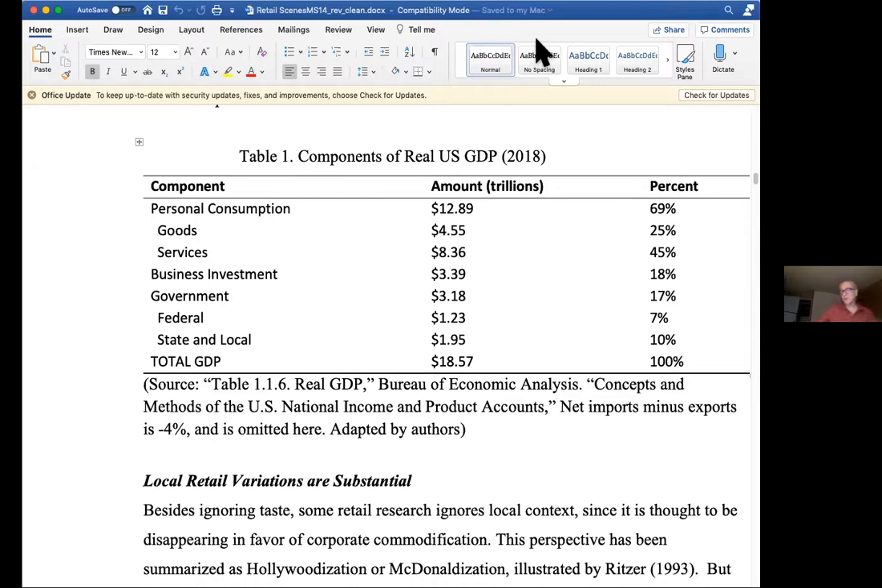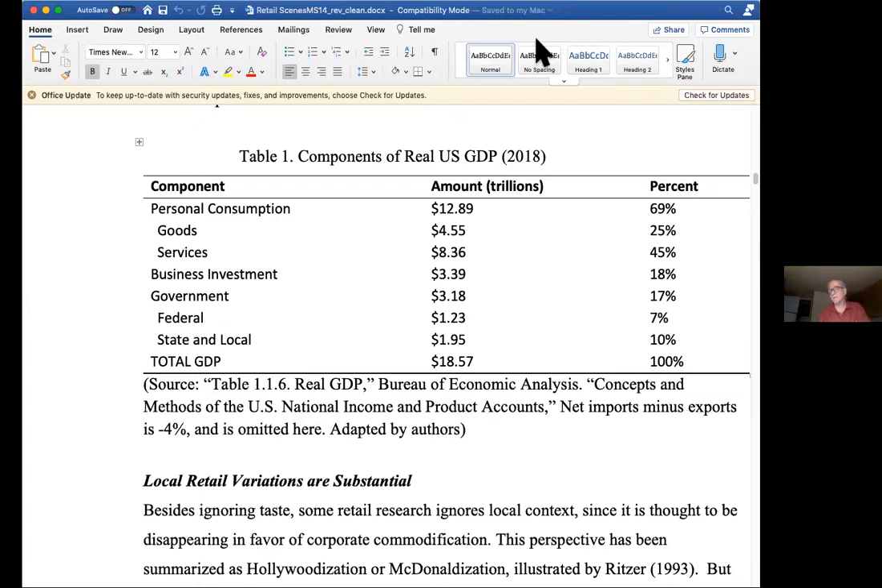Government is 17%. The federal government is only 7%. State and local governments are 10%. So state and local governments are bigger portions of the GDP than the federal government. Would you ever know that by watching American mass media television and the Wall Street Journal? No. The federal government gets all the coverage. State and local governments do not, but they are bigger capitalists. They're bigger money spenders than the federal government. Together, the federal and state governments are about the same as all of business investment.